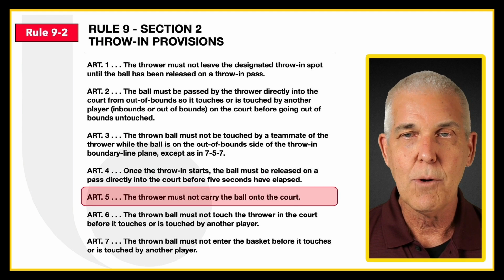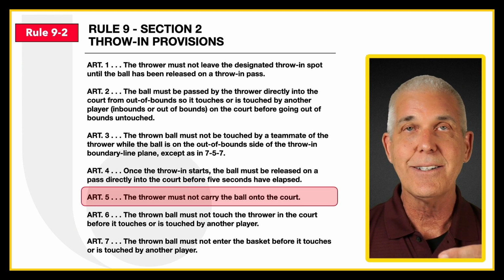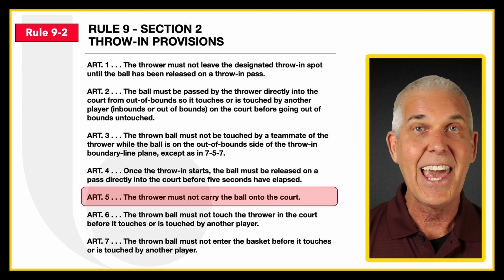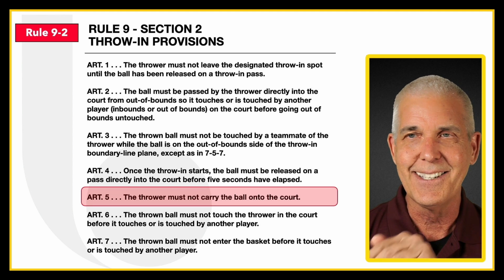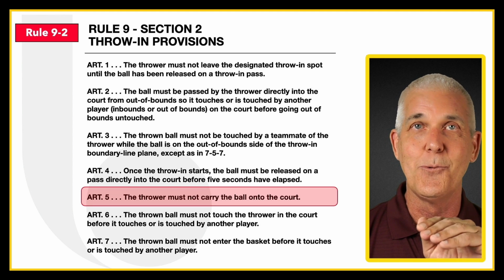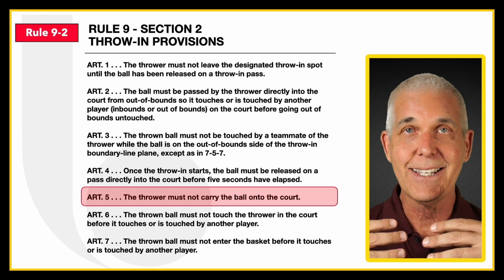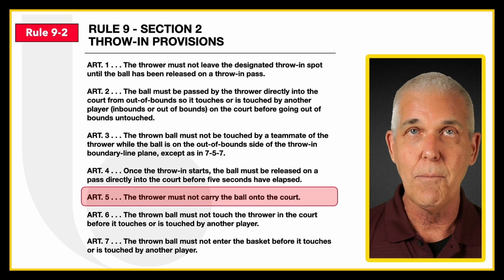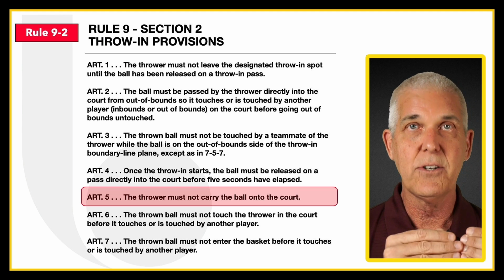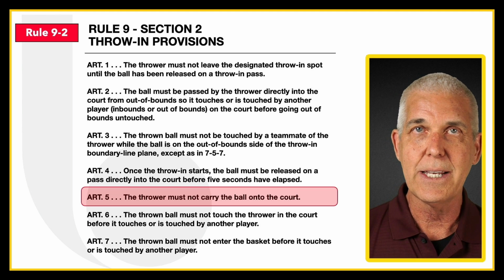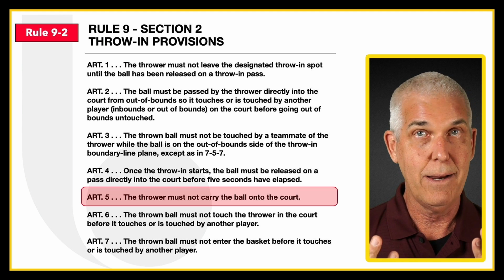Article 5, the thrower must not carry the ball onto the court. This is really unique language, carry the ball onto the court. I suspect that this is like one of the original rules of basketball. Carry the ball onto the court. Basically, this clarifies that the thrower may not step onto the court before releasing the throw-in pass, right?